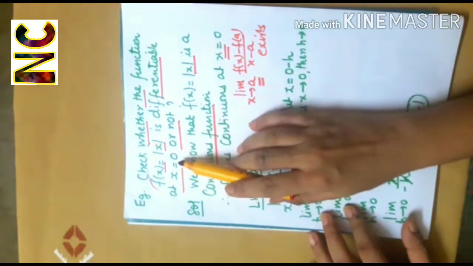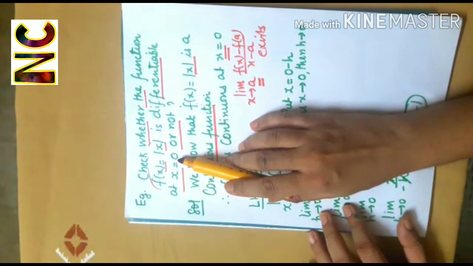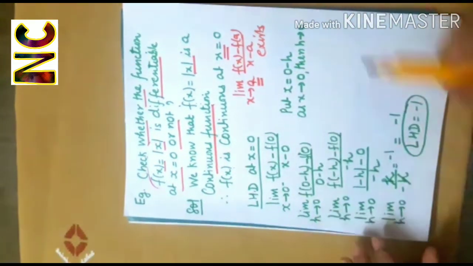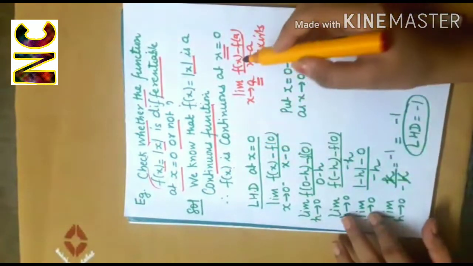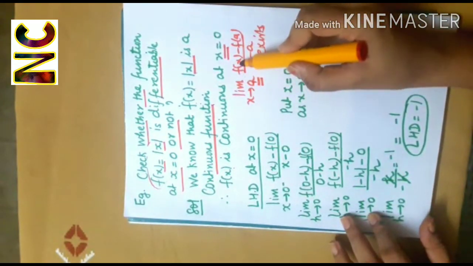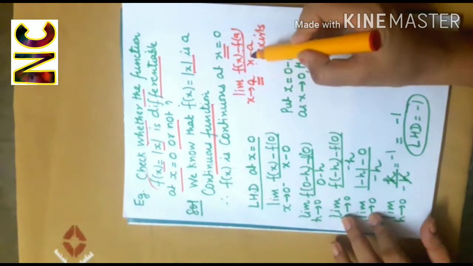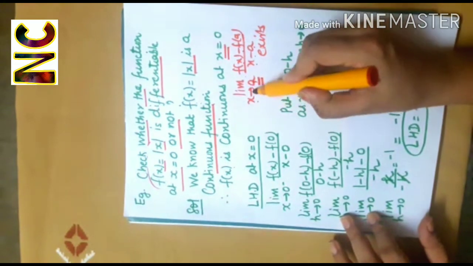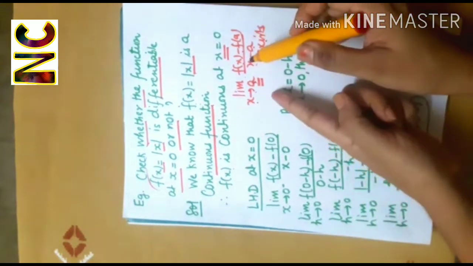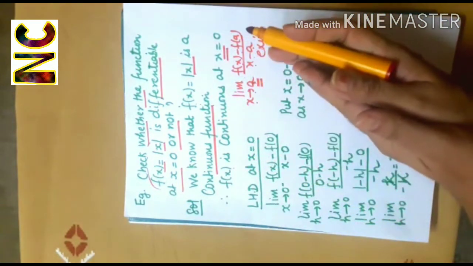Now here in this question we have to check the differentiability at x equal to 0. So role of a will be played by 0. The function will be differentiable if the limit of (f(x) minus f(0)) over (x minus 0) as x approaches 0 exists. Now this limit will exist if the left hand limit and right hand limit are equal.